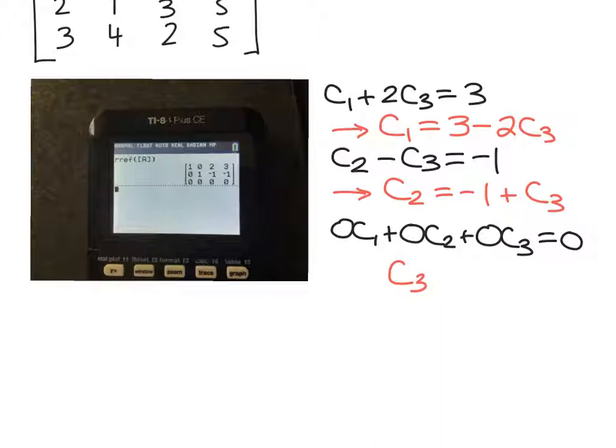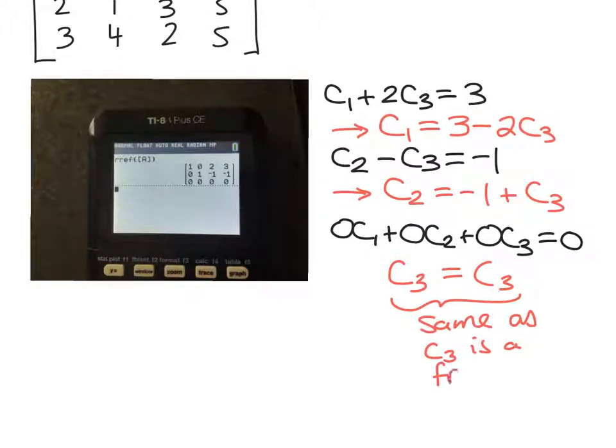So in this case, if I'm defining what C3 is, I'm just going to simply make the statement that C3 is a free variable, but the mathematical notational way of saying that would be to say that C3 is equal to itself. All right, same as C3 is a free variable. It allows C3 to be anything.